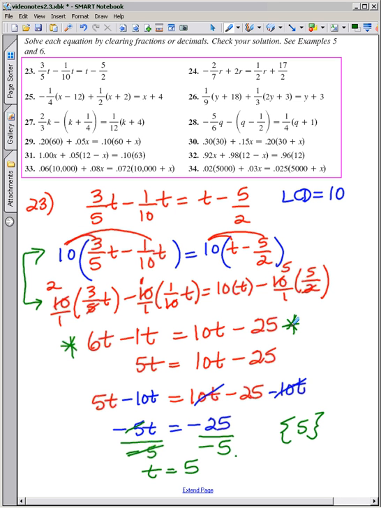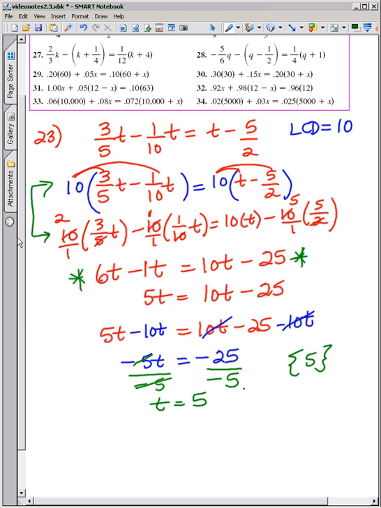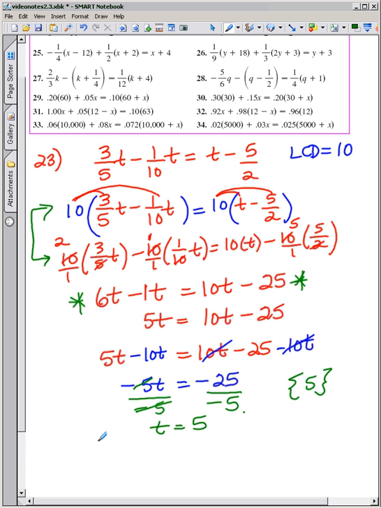Now I want to take you through a problem like number 25. That's probably the hardest one in the textbook that you have as far as solving a linear equation. So let me get that one for us. It's going to take me a couple minutes to write. So 25 is negative 1/4 times x minus 12 plus 1/2 times x plus 2 is equal to x plus 4.